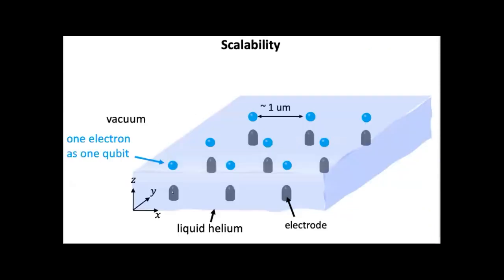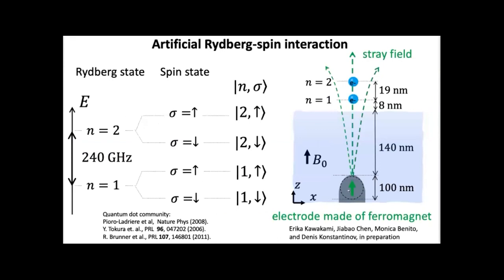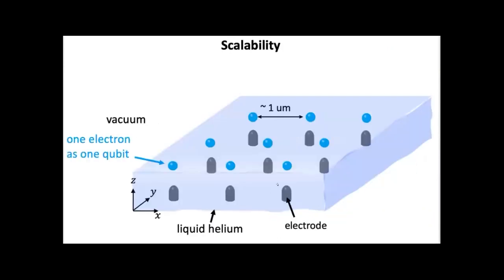Sorry, I didn't explain this before, but as I wrote here, we would like to have a cylindrical electrode, and we want to line up these cylindrical electrodes with a distance of 1 micrometer. The electron can be trapped by this cylindrical electrode, so one electron can float on top of it. This is just our proposal.